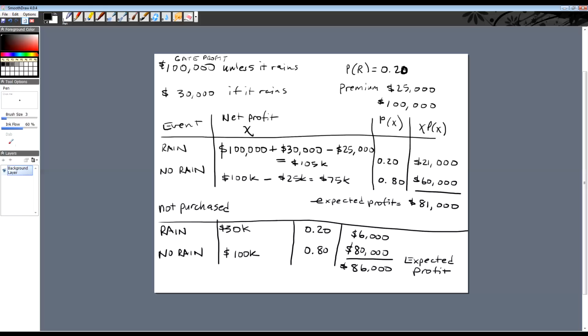Number 31 says, based on the expected values, which is David's wiser choice in this situation? Well, his expected profit is going to be greater if he does not purchase the premium. 86,000 is greater than 81,000, and you should not purchase the insurance.